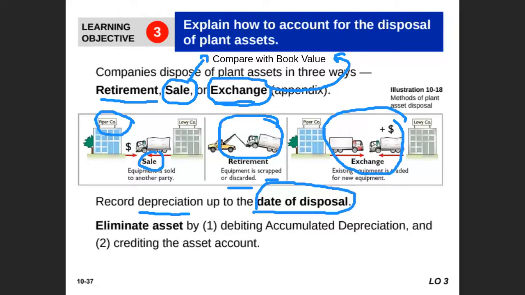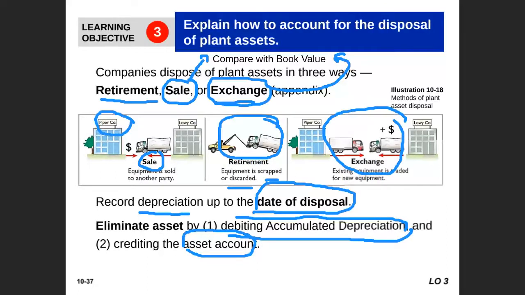Then, if there is any accumulated depreciation account, you have to remove it by making accumulated depreciation a debit to make the balance zero, and crediting the asset account. Is it clear?